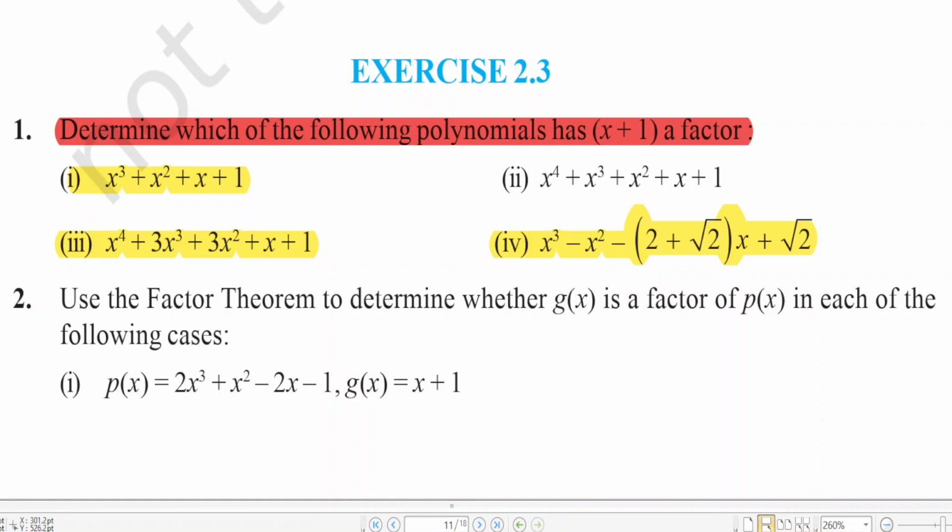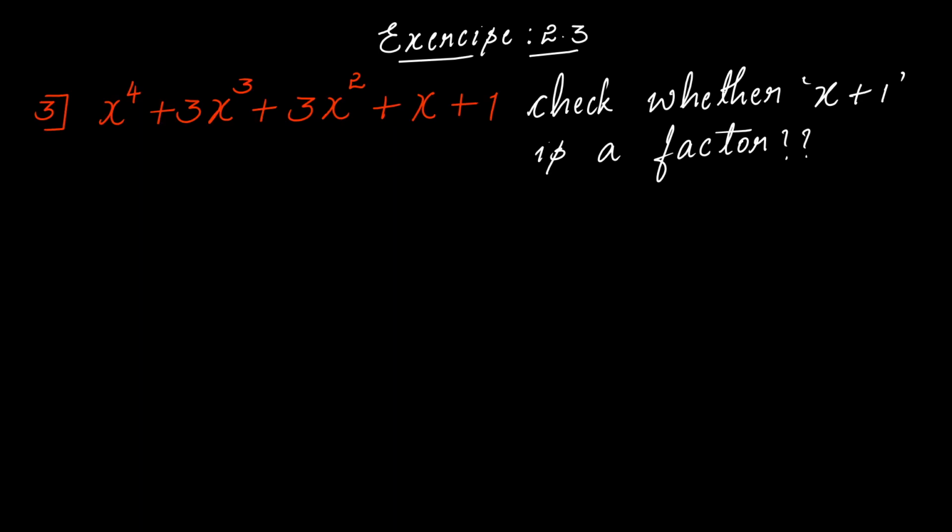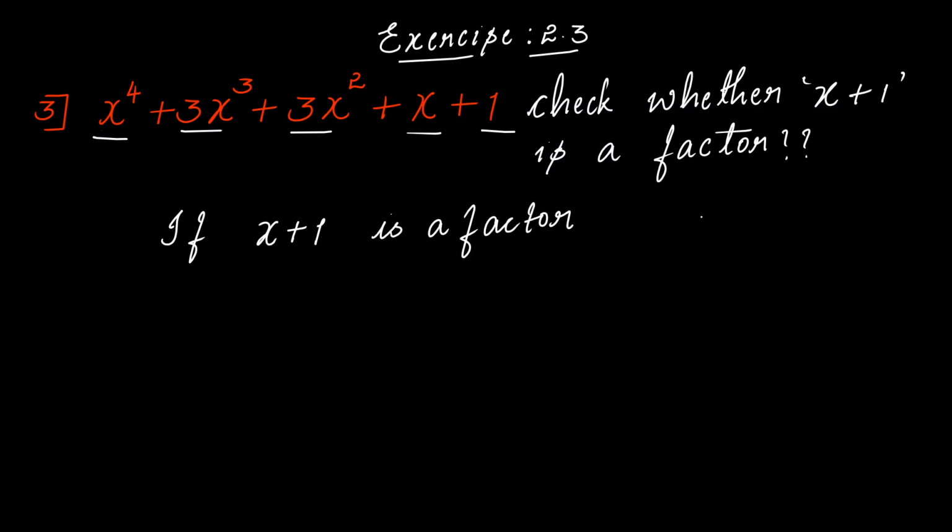Exercise 2.3, determine which of the following polynomials has x plus 1 as a factor. In the given polynomial expression, we have to determine which polynomial has x plus 1 as a factor. Okay, first look at this expression. Big, right? x to the power 4 plus 3x cube plus 3x square plus x plus 1. But don't panic. What is our first rule? If x plus 1 is a factor, then p of minus 1 must be 0, right?